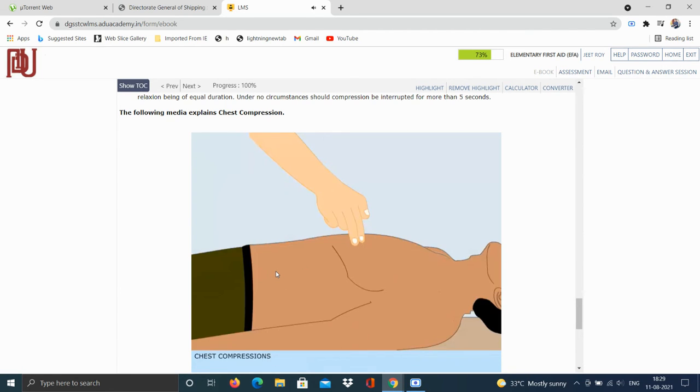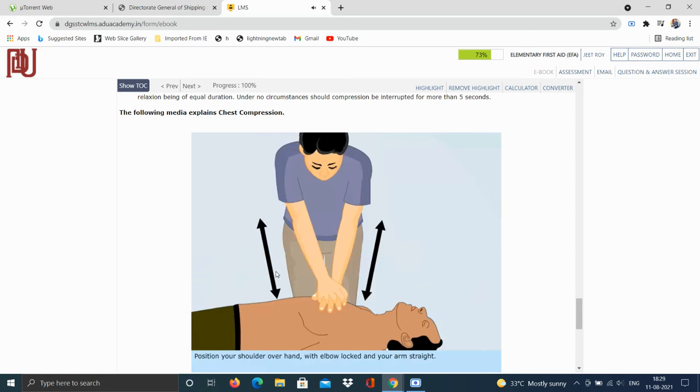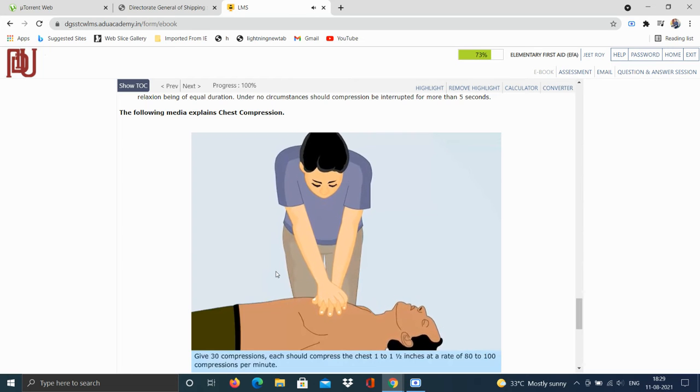Chest compressions. Place the heel of one hand directly on the sternum and the heel of the other on top of the first. Position your shoulder overhand with elbow locked and your arm straight. Give 30 compressions. Each should compress the chest about 1 to 1.5 inches at a rate of 80 to 100 compressions per minute.